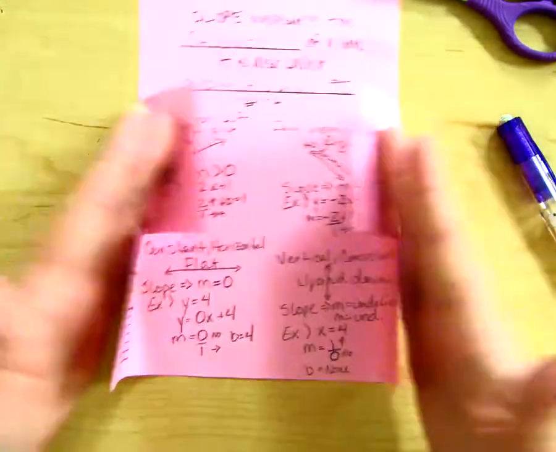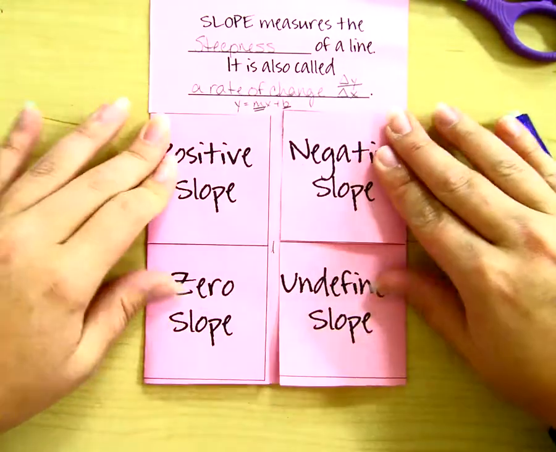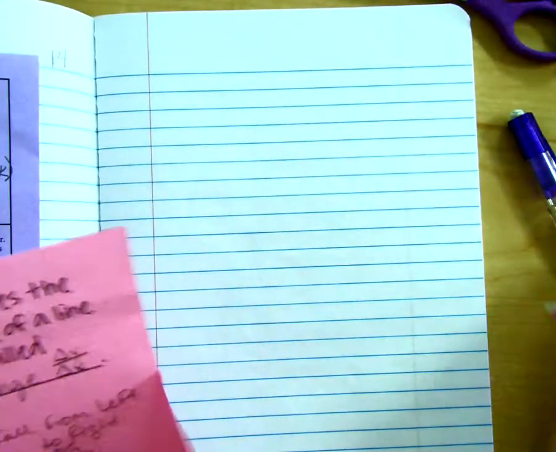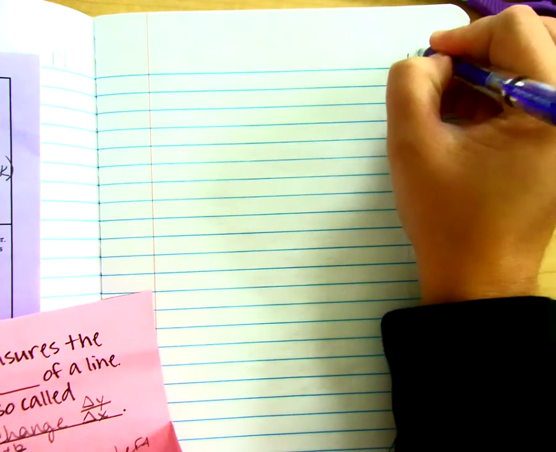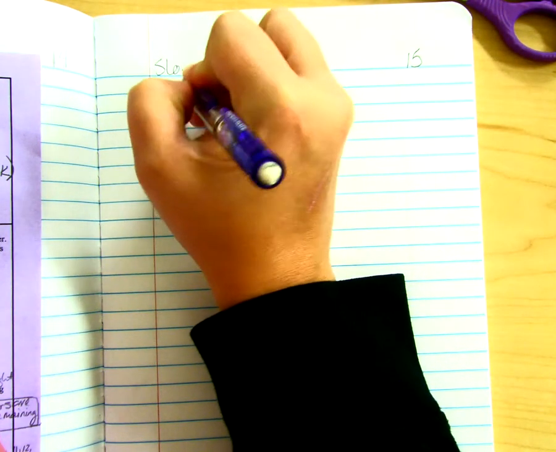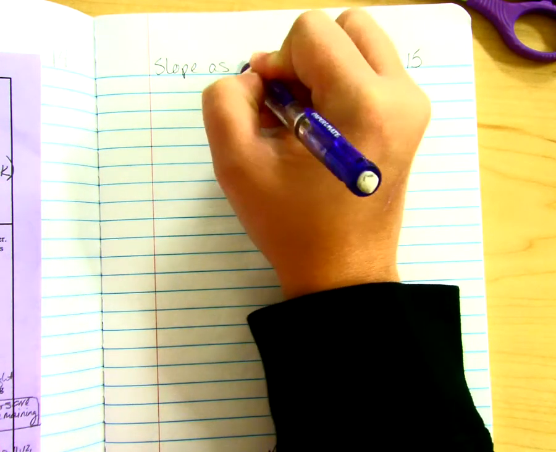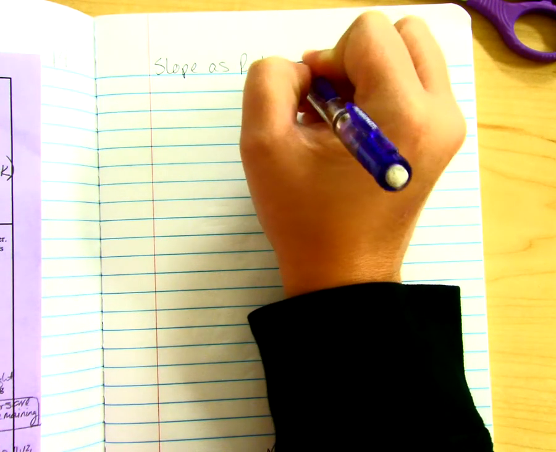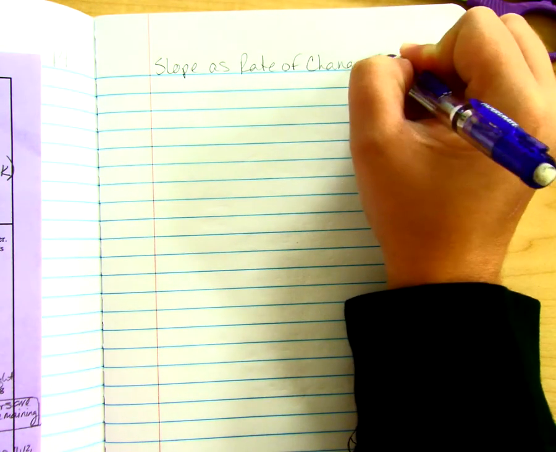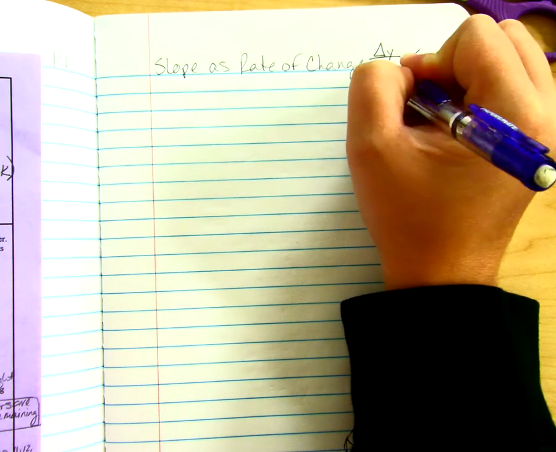Okay? Now you're going to take this foldable. You're going to close your windows. You're going to find the next page in your notebook, which in this case for me is page 15. We're going to title it Slope is rate of change. Which is the change in y over the change in x.